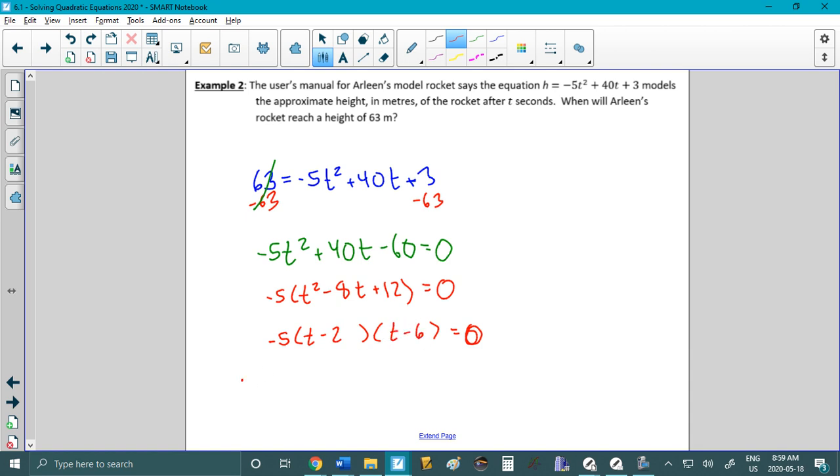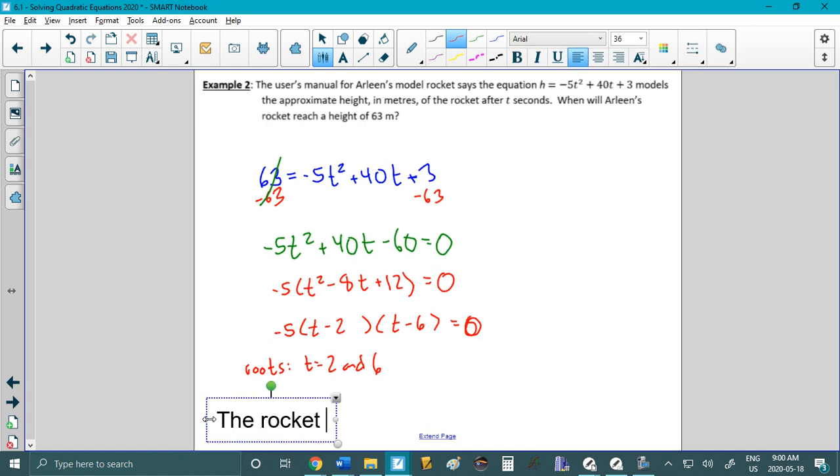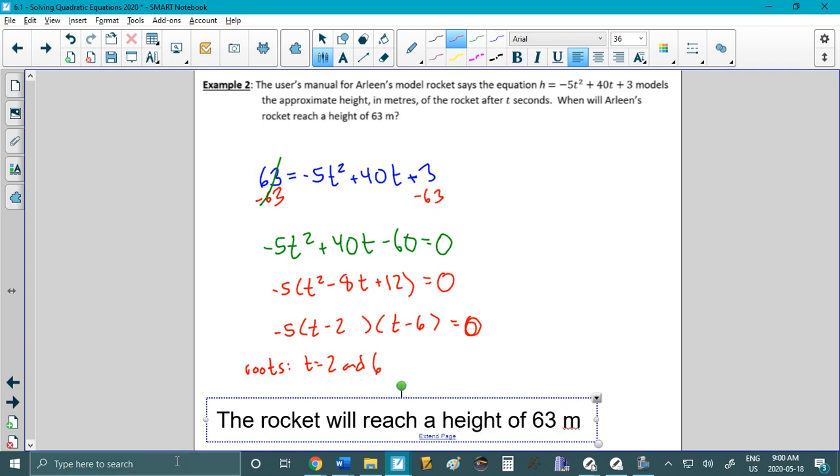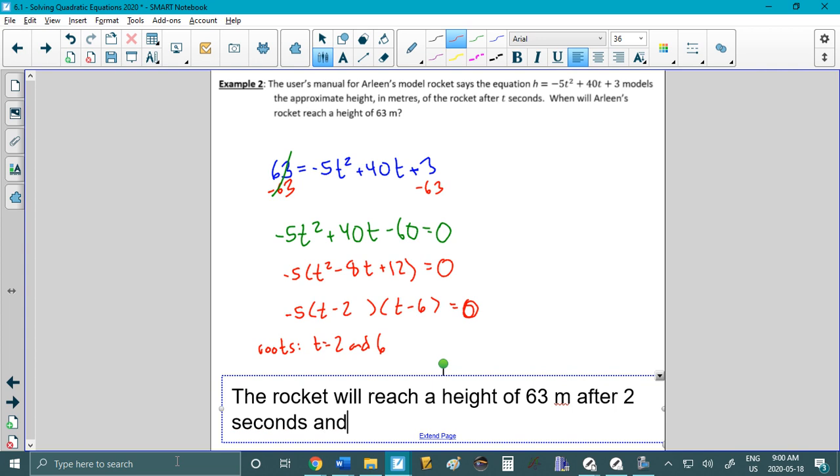So this means that my roots are t equals 2 and 6, but what does that mean for the question? Well, we set the height equal to 63, and then we solve for t. So basically what we found is the values of t when the height is 63. So this means that the rocket will reach a height of 63 meters after 2 seconds, and again after 6 seconds.